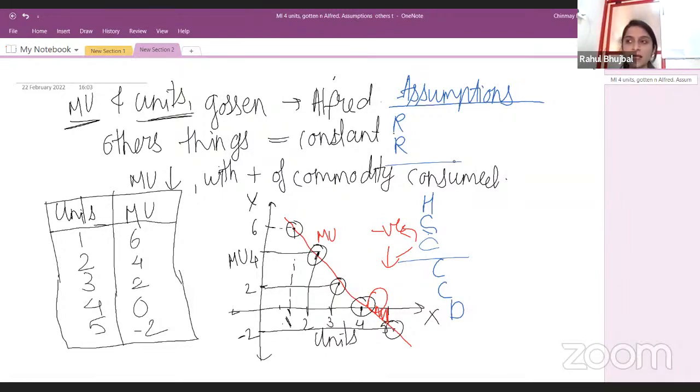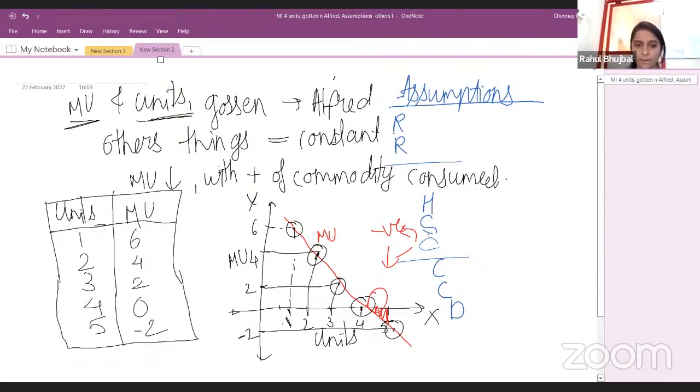Okay. Next, C stands for constancy. So all the factors should remain constant. Factors like taste, habit, income, fashion, everything should remain constant. Next, C stands for continuity. The unit should be consumed one after the other. And last, D stands for divisibility, that the units should be divided in further smaller parts. Okay, is this clear to everyone, your assumptions? Clear? Shall we move towards the exceptions?